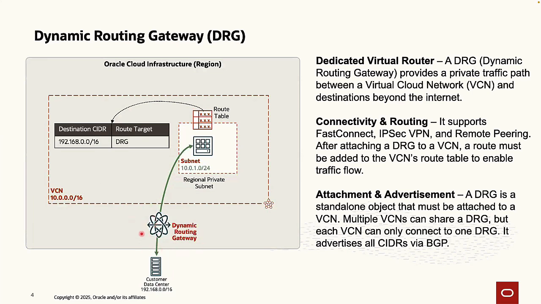So the dynamic routing gateway, again, isn't a part of a single VCN. It sits in a region. It's a logical construct. But with the attachments that we have between the VCN and the on-prem environment, we can now establish communication between the VCN and our on-prem.